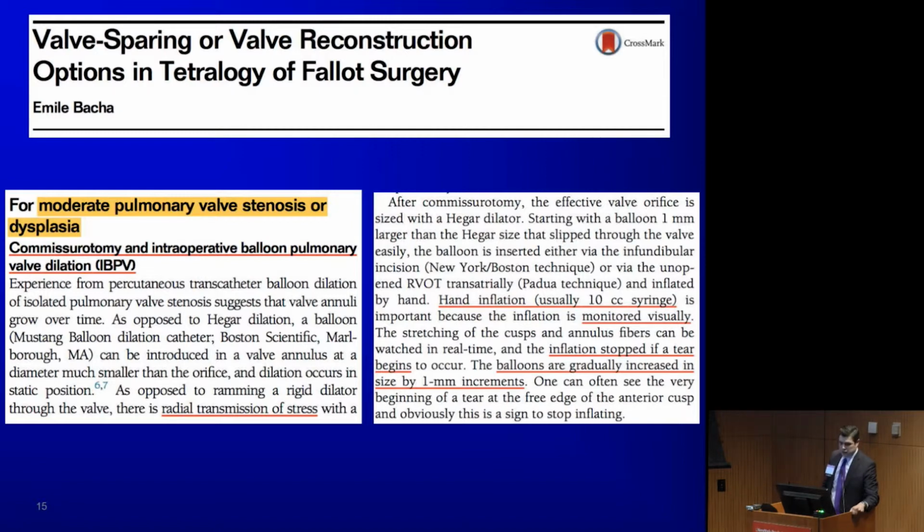Now, there are different techniques to doing this. I know Emil describes doing hand insufflation here and monitoring the valve leaflets in the annulus visually and watching for that point where the valve leaflets are maximally stretched. The annulus is maximally stretched to where, if you start to see any tearing of the pulmonary valve leaflet, you stop, and then you serially dilate these with balloons. In my training, we would dilate using the balloon up to about 120% of the annulus, and that was kind of our technique.